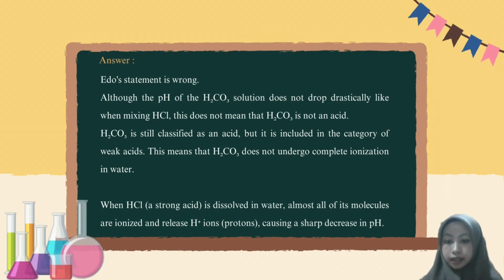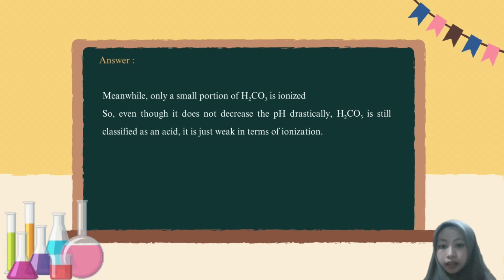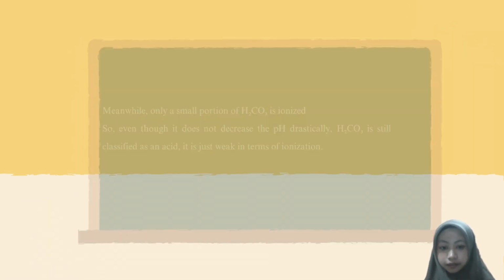When HCl, or a strong acid, is dissolved in water, almost all of its molecules are ionized and release H plus ions, or protons, causing a sharp decrease in pH. Meanwhile, only a small portion of H2CO3 is ionized. So, even though it does not decrease the pH drastically, H2CO3 is still classified as an acid. It is just weak in terms of ionization.